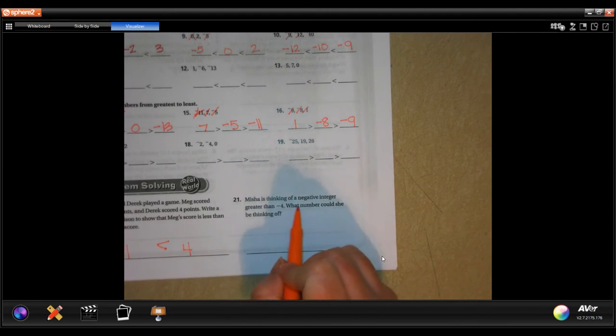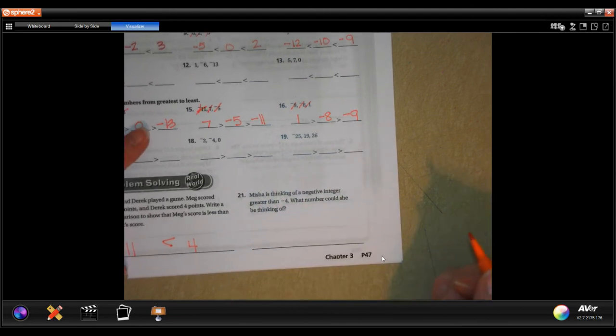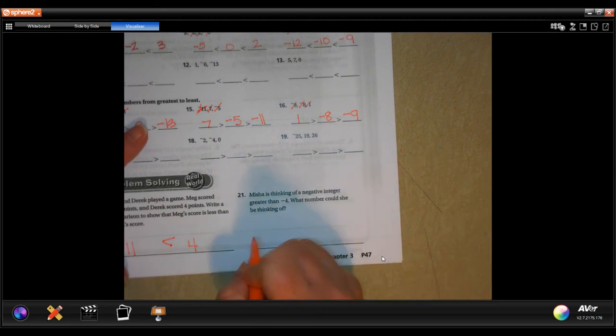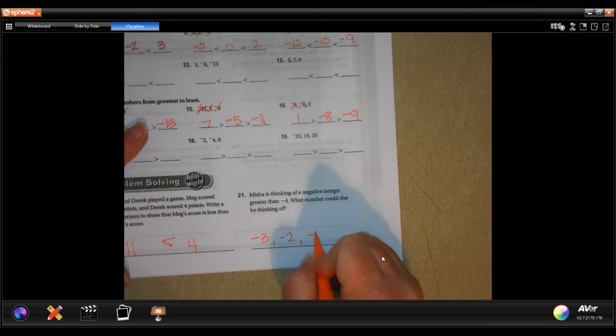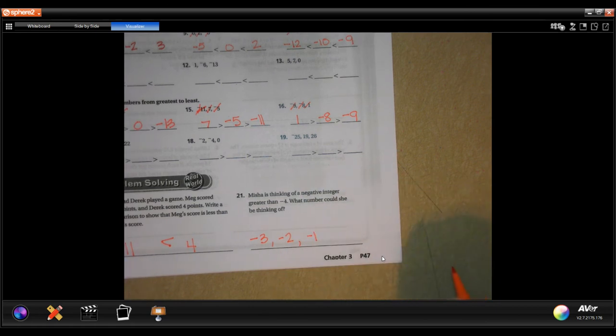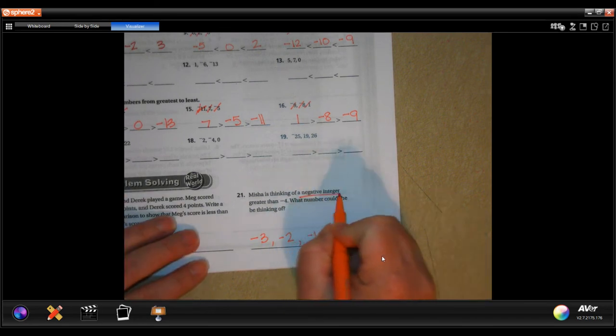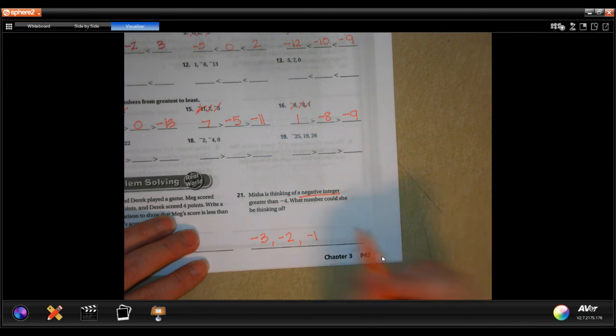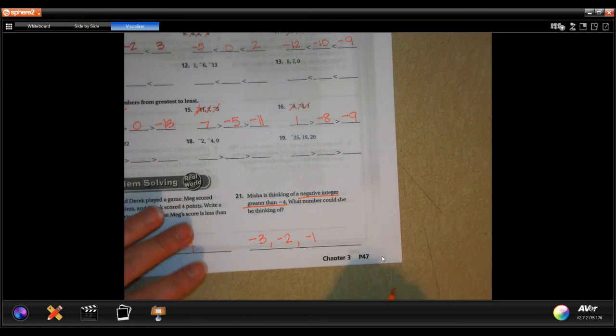Okay, Misha is thinking of a negative integer greater than -4. What number could she be thinking of? Well, she could be thinking of -3, -2, or -1. Any of those. You don't have to write all three, you just got to write one, but a negative number has to be negative. Integer is just number. Greater than -4. Anything closer to 0 on that negative side is going to be greater than that.